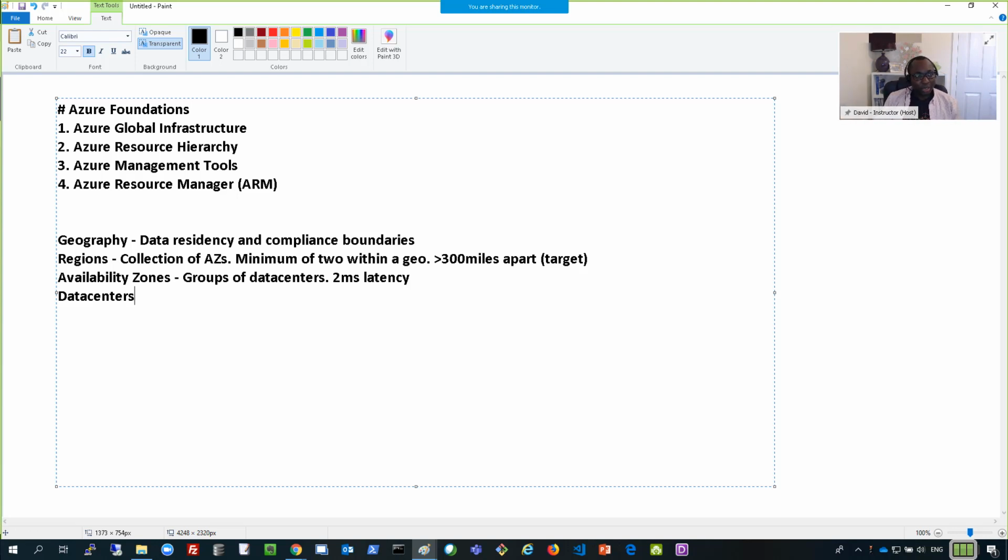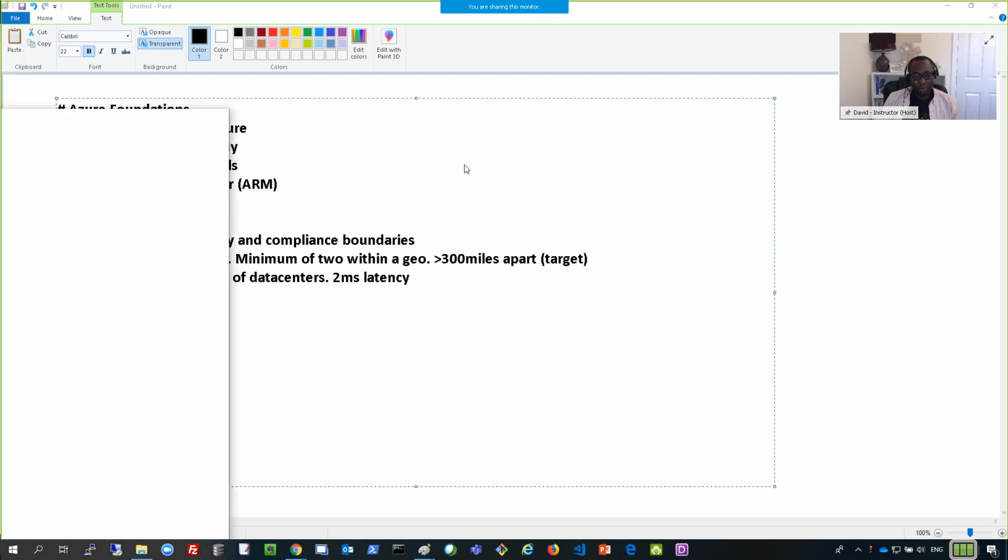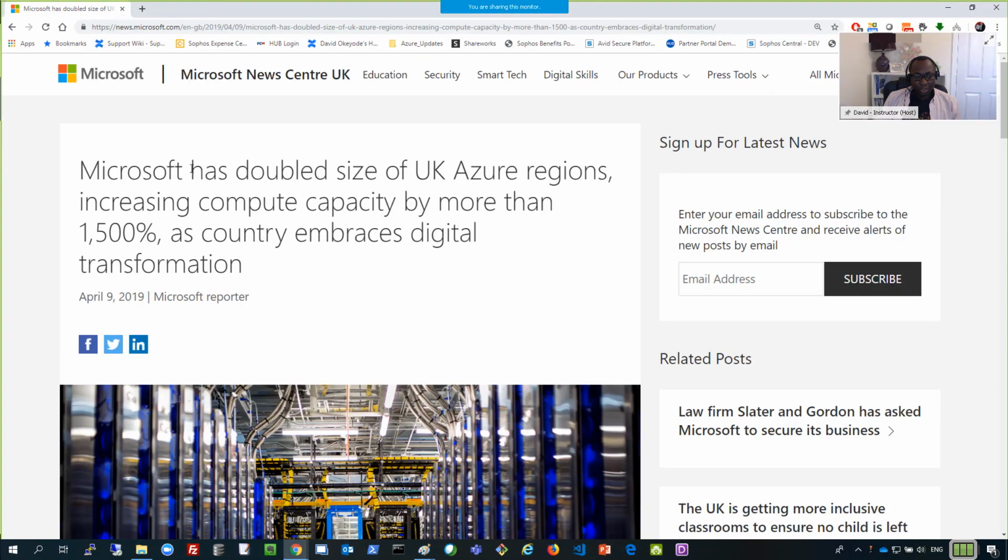Actually, like the UK South region, they recently scaled a lot. Let me look for that news. Azure UK South, I think they increased that by over 1,000% if I remember. Here is the news: Microsoft has doubled the size, and that was just in April, of UK Azure regions, increasing compute capacity by more than 1,500%.